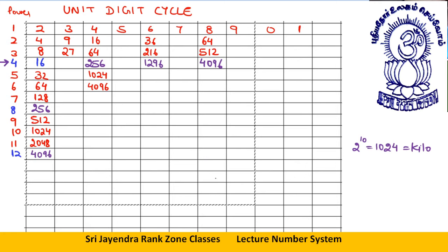We observe that any even digit not equal to 0, when this digit is raised to a power of 4 or a multiple of 4, see, 8 is a multiple of 4, 12 is a multiple of 4, your unit digit will be 6. This is one thing. Okay, this thing is clear.